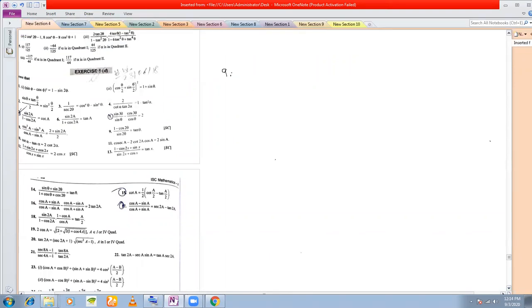Number 9, left hand side: 1 minus cos 2 theta by sine 2 theta. You need to show that this is equal to tan theta. In exactly similar manner, 1 minus cos 2 theta is 2 sine square theta, and sine 2 theta is 2 sine theta cos theta. So what happens? This cancels, this cancels. So you simply get sine theta by cos theta, which is tan theta.